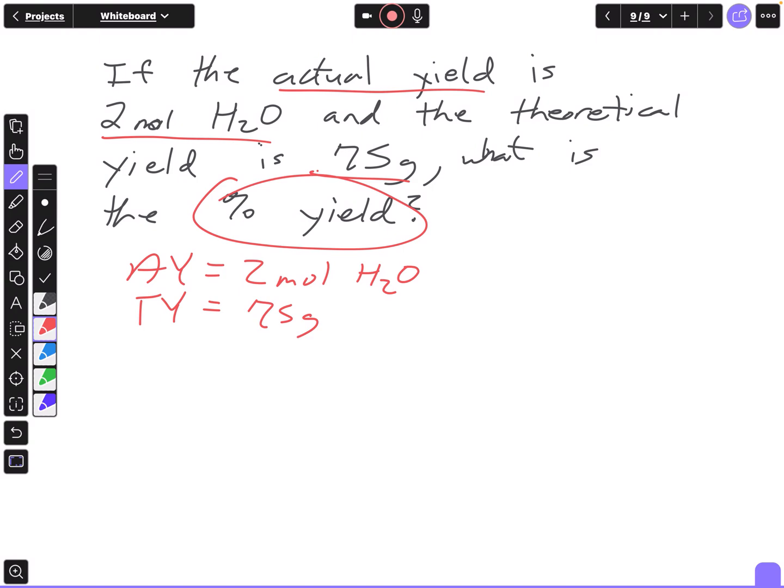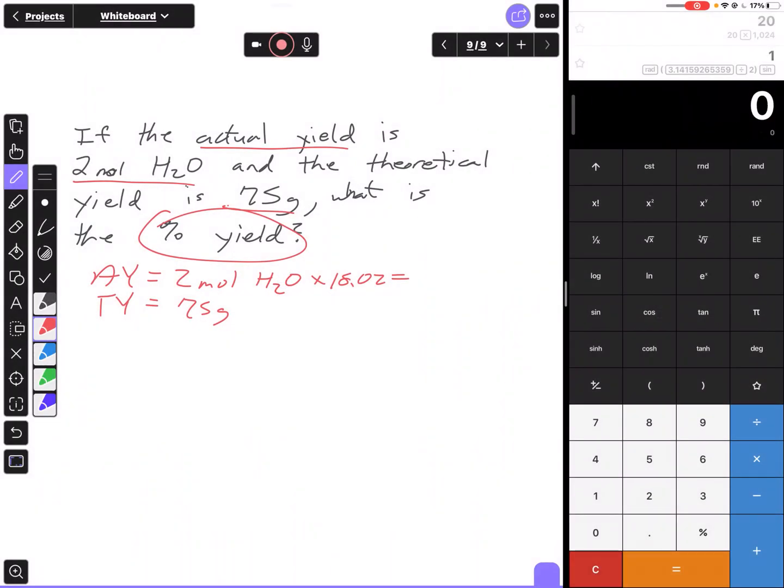I cannot leave this in moles of H2O. I've got to convert this to grams. So I take 2 moles of H2O. How do I convert that to grams? I multiply by the molar mass of H2O. Molar mass of H2O is 18.02. So when I plug that into my calculator, I get 36.04. That'd be grams.